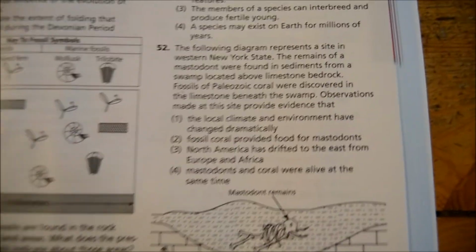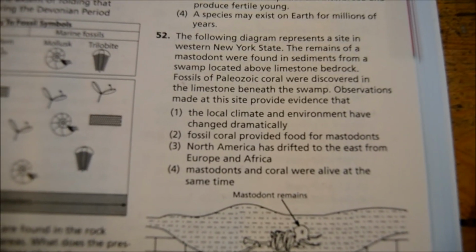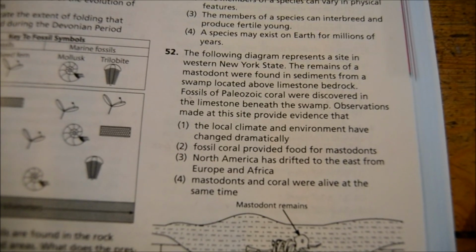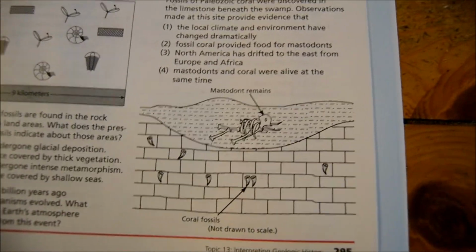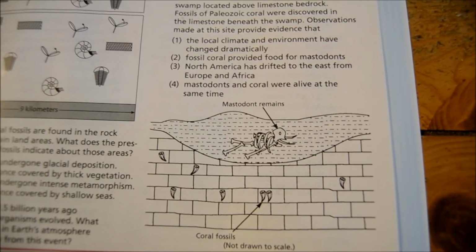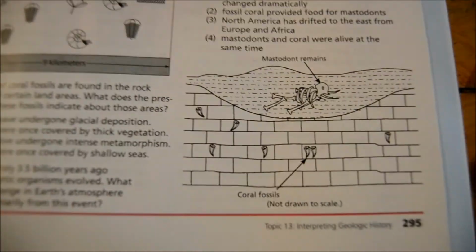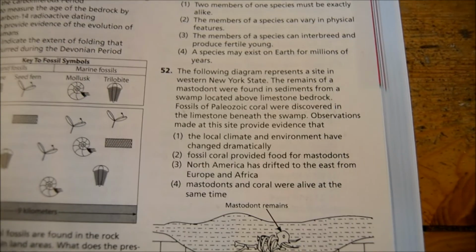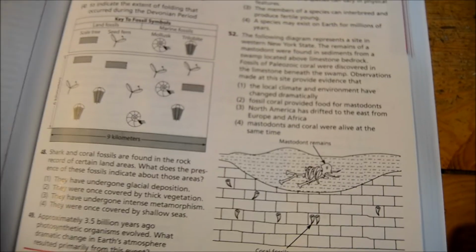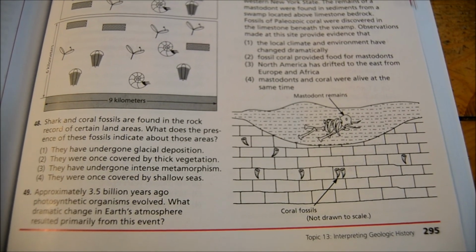Number 52. The following diagram represents a site in western New York State. The remains of the mastodon were found in sediments from a swamp located above limestone bedrock. Fossils of the Paleozoic coral were discovered in the limestone beneath the swamp. Observations made at this site provide evidence that... Alright, so if I'm looking at coral again, remember, warm, shallow seas. My mastodon has got to be on land. So my answer is going to be the local climate and the environment have changed dramatically. So I went from warm, shallow seas to being land. So 52, answer number 1.